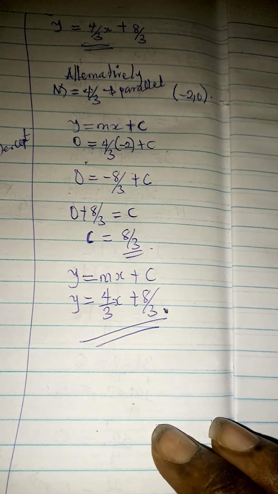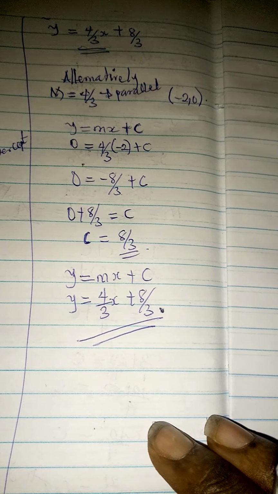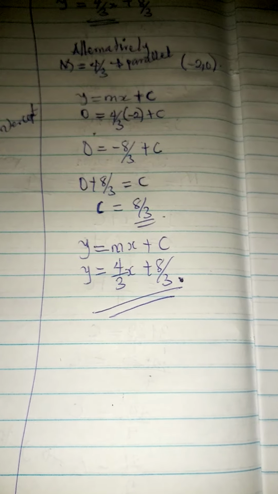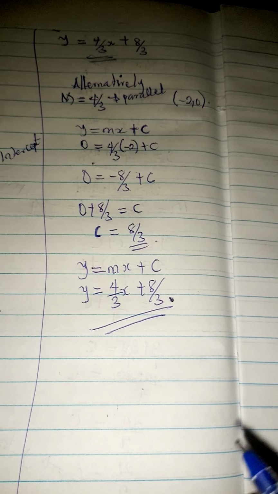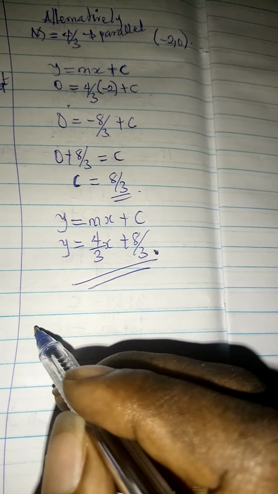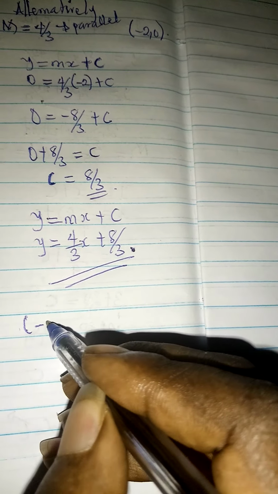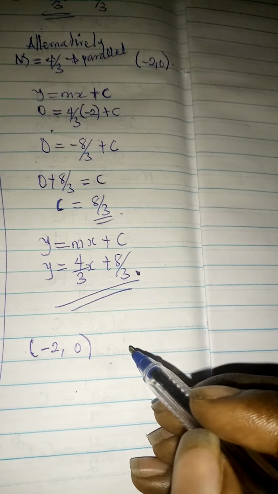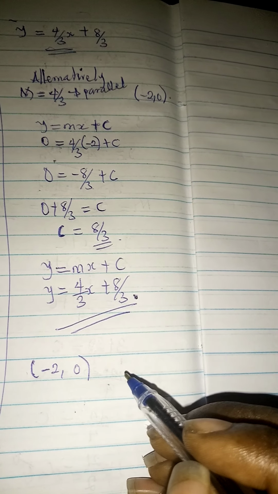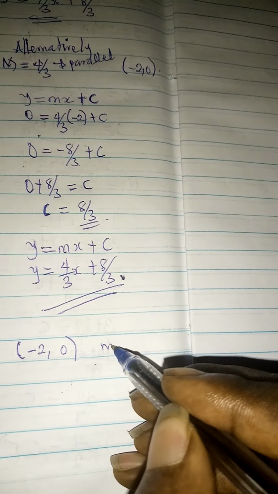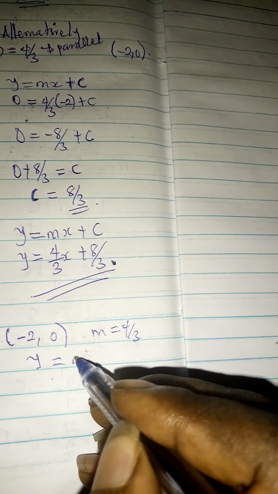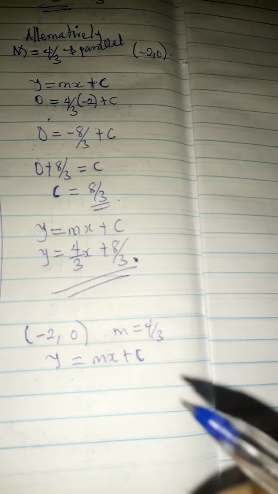And before I stop, I want to show you something even before I stop. Yes, what did I want to show you? Anytime we have something like maybe -2, 0, and let's say we have the gradient already, which is m equals 4/3, you can slot it in automatically. Y equals mx plus c. You can slot in those values automatically.